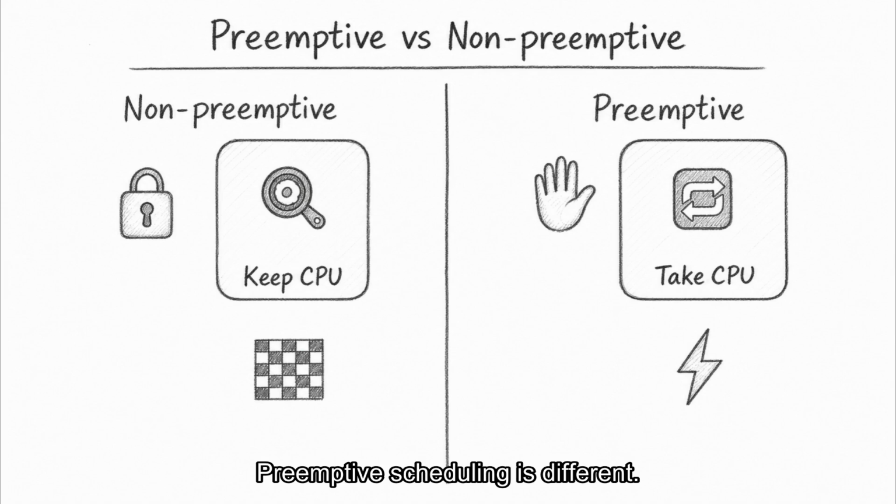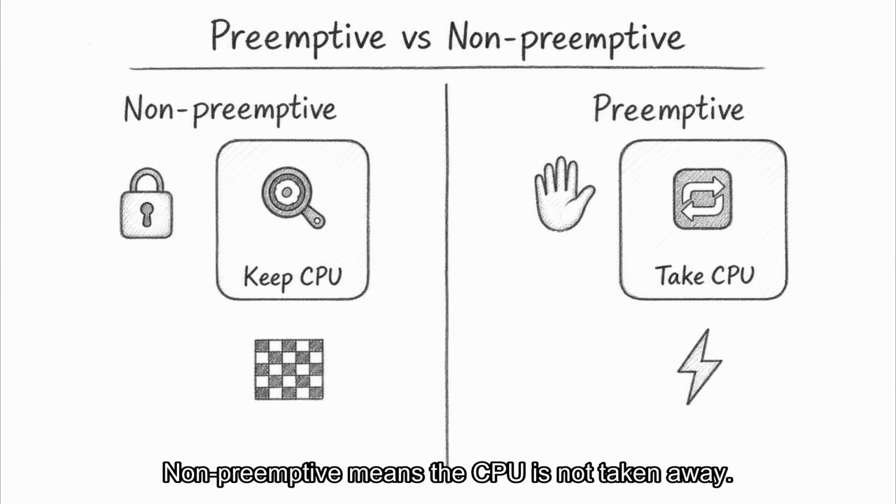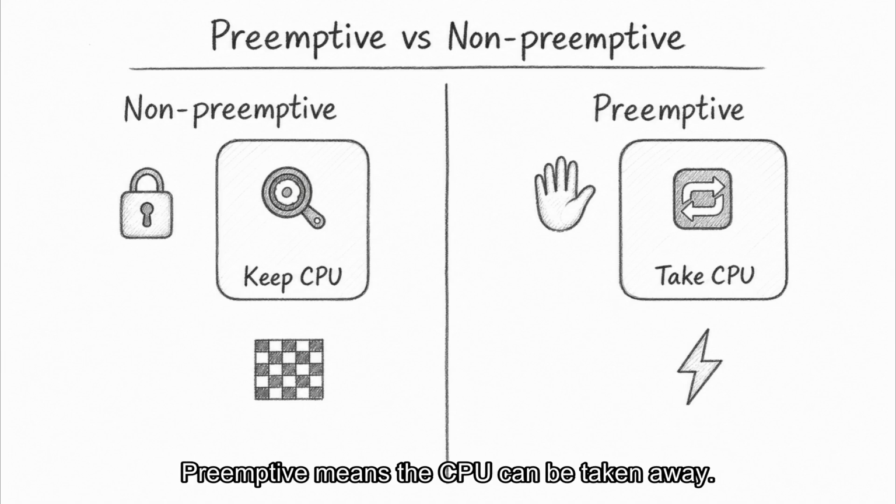Preemptive scheduling is different. The operating system can stop a running task and give the CPU to another task, so even if one is slow, the system can still respond. That's why modern operating systems usually use preemptive scheduling. So in short, non-preemptive means the CPU is not taken away. Preemptive means the CPU can be taken away.